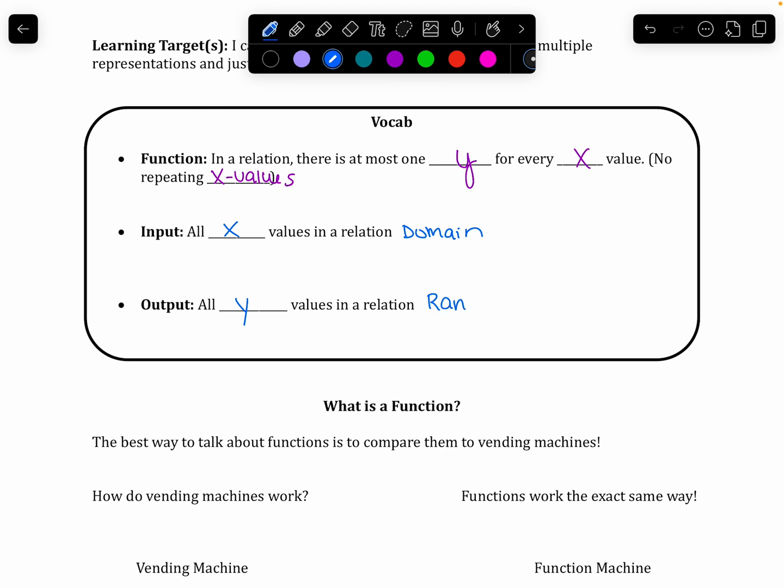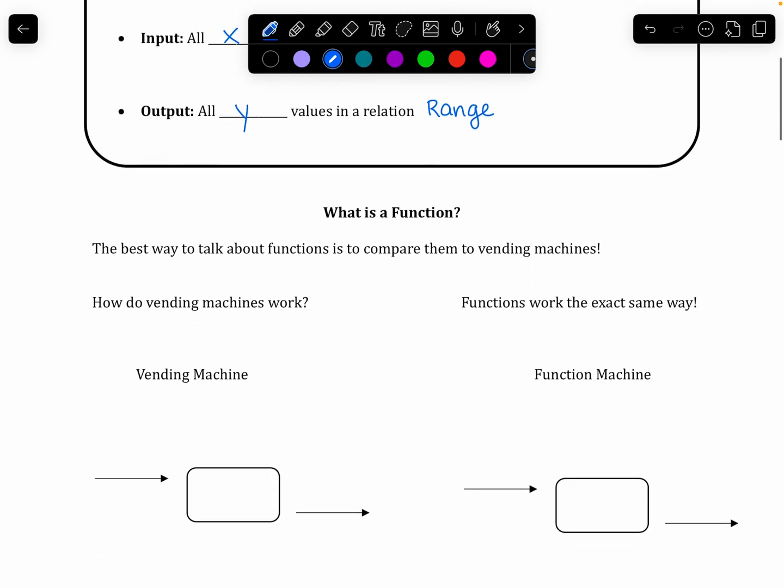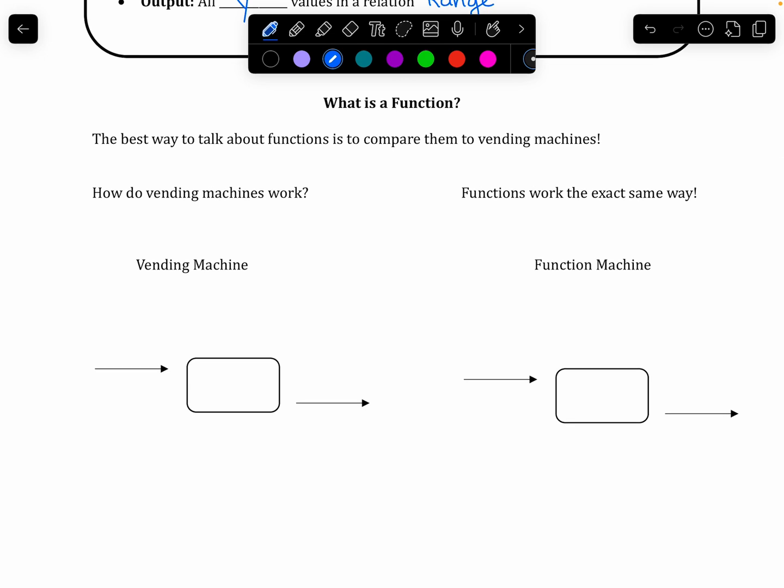This was known as range. We talked about this in the last set of notes that we had, okay? So now you know domain, x, input, all mean the same thing, and then range, output, y, all mean the same thing. They're just your x values and your y values. All right, now let's talk about what a function is.